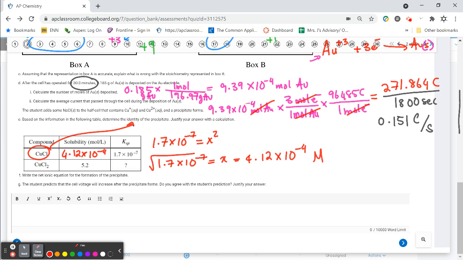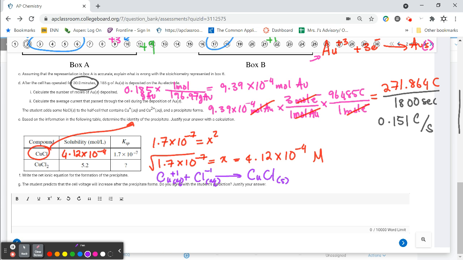Determine the identity of the precipitate. It's copper 1 chloride. Write the net ionic equation for the formation of the precipitate. That's easy peasy. You have Cu plus 1 plus Cl minus 1 going to CuCl solid. And these should be aq and aq. Net ionic means you don't need to use sodium because sodium is a spectator ion.